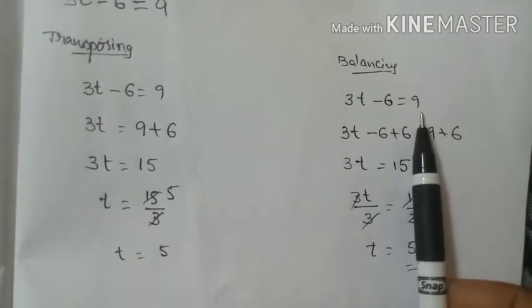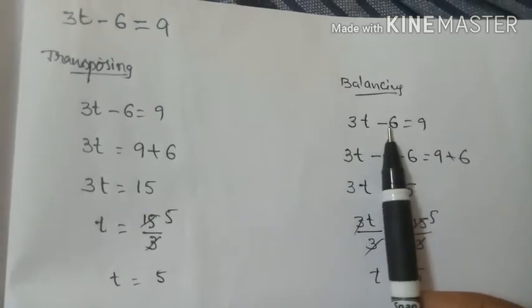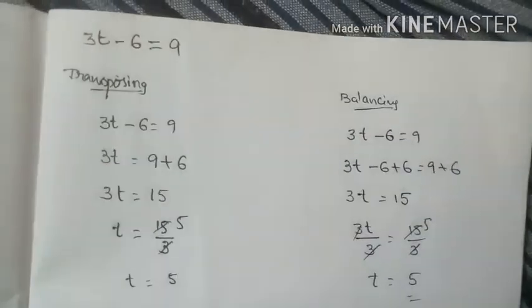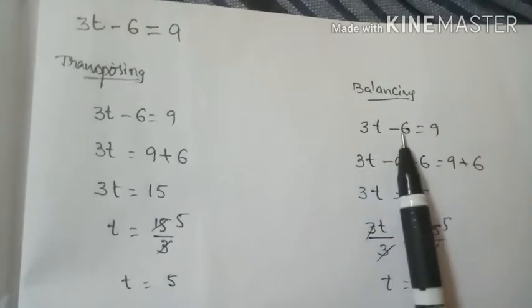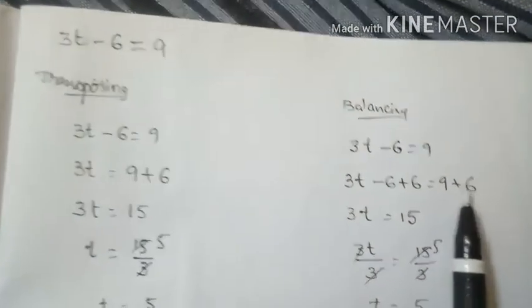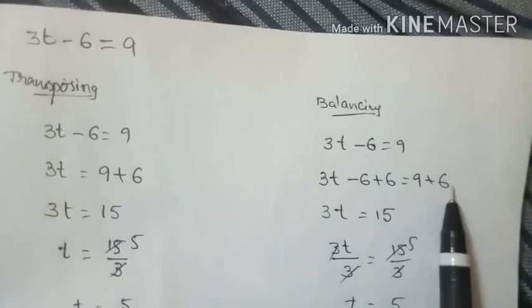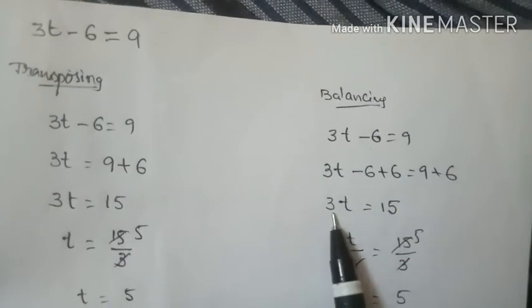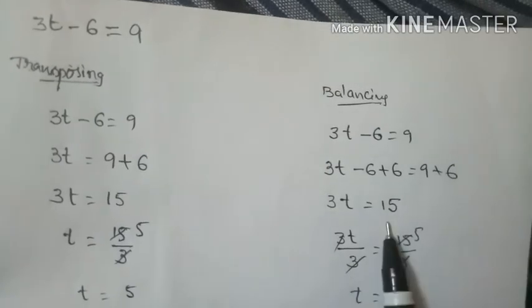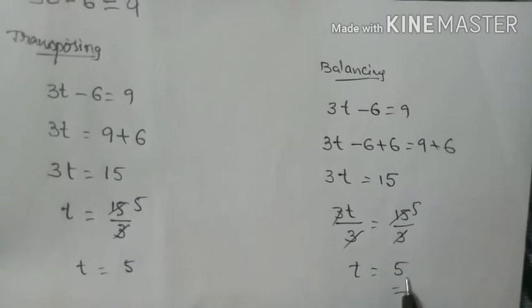Okay. Next is the balancing method. 3t minus 6 is equal to 9. What is the operation between these two? Negative. So the inverse of negative is plus. That means add 6 on both sides. So 3t minus 6 plus 6, here also plus 6, 9 plus 6. Minus 6 plus 6 get cancelled, then 3t is equal to 9 plus 6, 15. Okay. Now divide both sides by 3. 3t by 3 is equal to 15 by 3. So t is equal to 5.